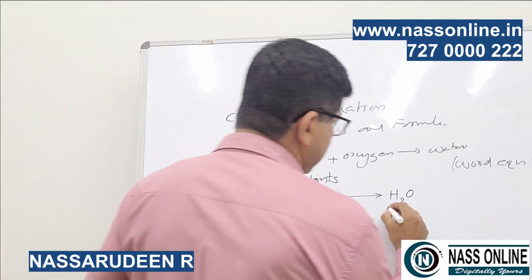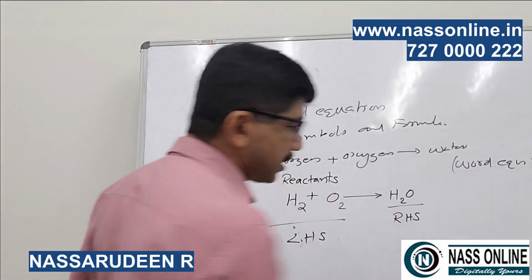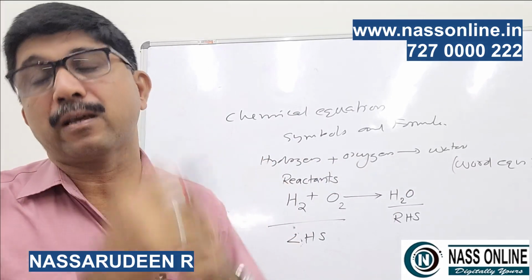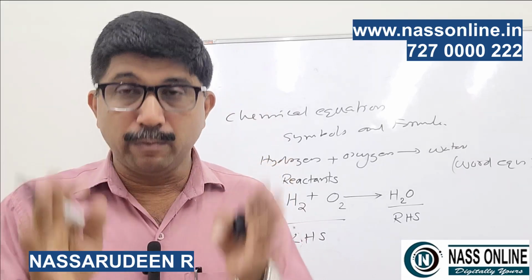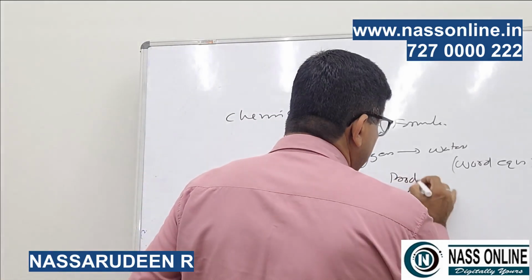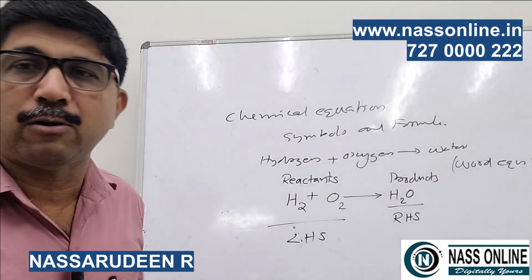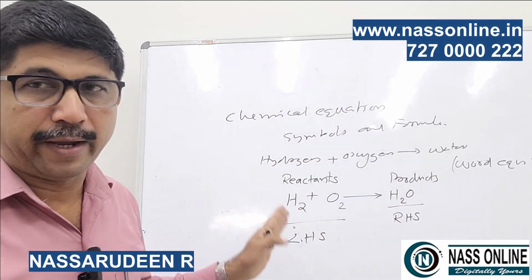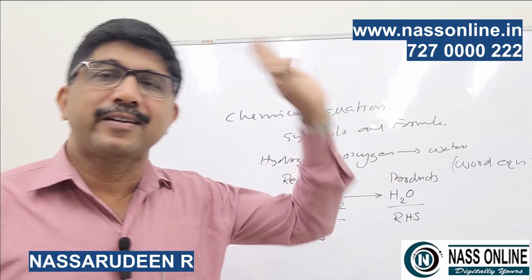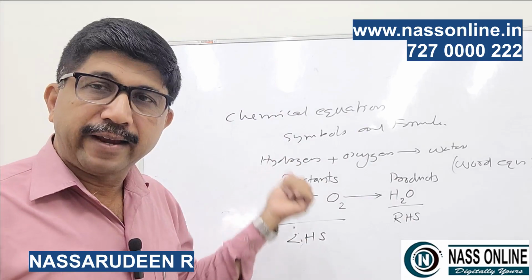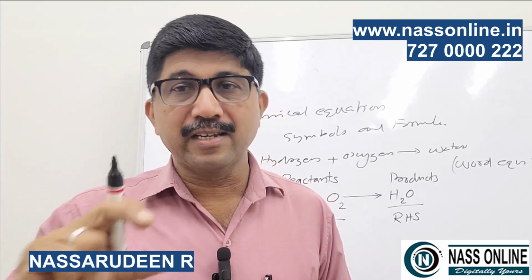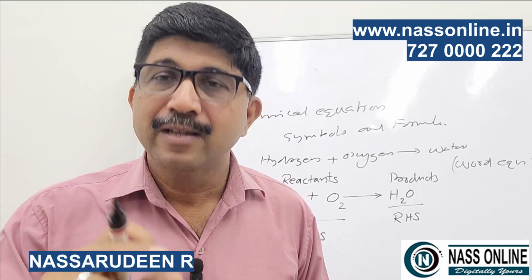And the other side, that is the right hand side, RHS, indicates the substances which are produced by the chemical reaction. The substances which are formed by a chemical reaction are called products. So products are on the right hand side and the reactants are on the left hand side. In a chemical reaction, the reactants react together to produce the products.